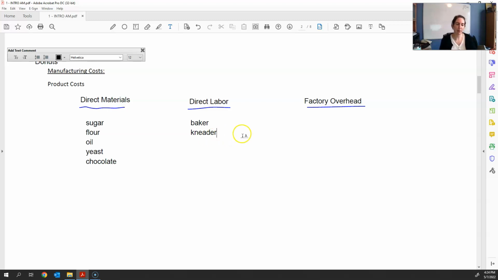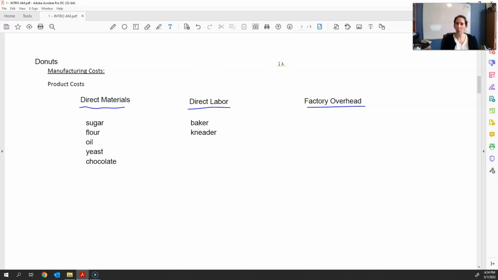Factory overhead. This is probably one of the ones that stymie students at times. The idea is, if it is a cost of making the product, and it is not direct material and direct labor, then it's factory overhead. So if you need it in order to make the product, but it's not direct materials and it's not direct labor, it's going to be factory overhead.